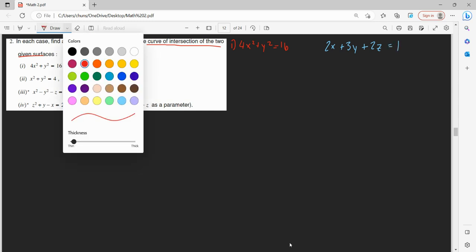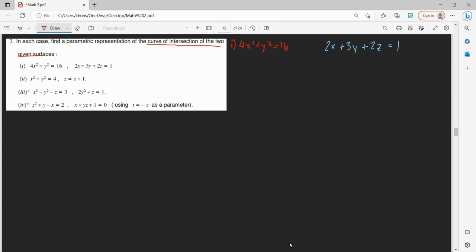Okay, so we're going to work with this equation first. This equation only has two variables, and taking a look at it, we can rearrange to get it to equal an ellipse. So then this is x squared over 4 plus y squared over 16 equals 1. So this is a circle.